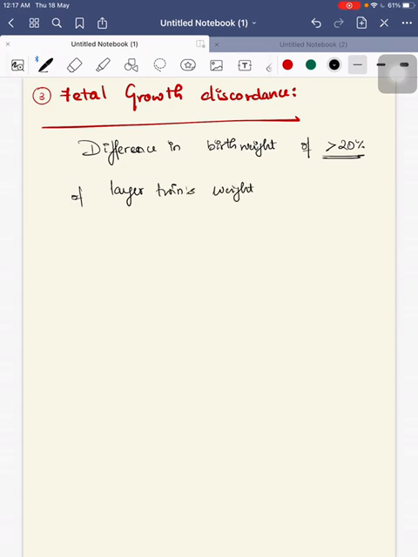They have classified this fetal growth discordance into mild, moderate and severe. When the difference is less than 15%, it is mild. Moderate is when it is between 15 to 30%. Severe is more than 30%.